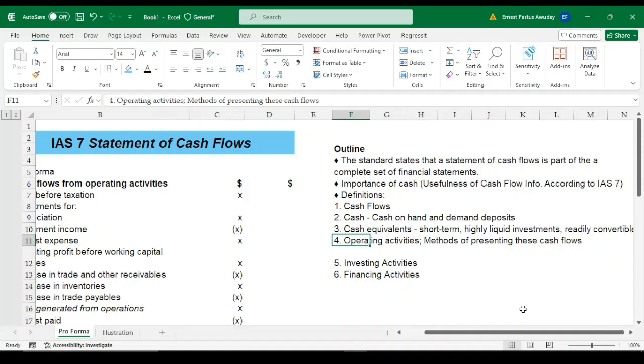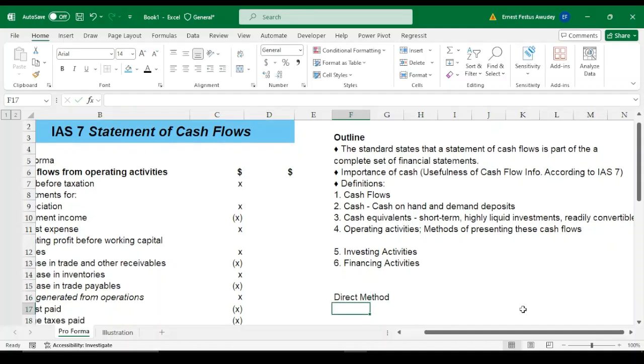So those are operating activities. They are the principal revenue generating activities and other activities which are not investing or financing activities. Now, what are some of the methods of presenting the cash flows from operating activities? There are two methods of presenting cash flow information from operating activities. We have one, the direct method, and two, the indirect method.